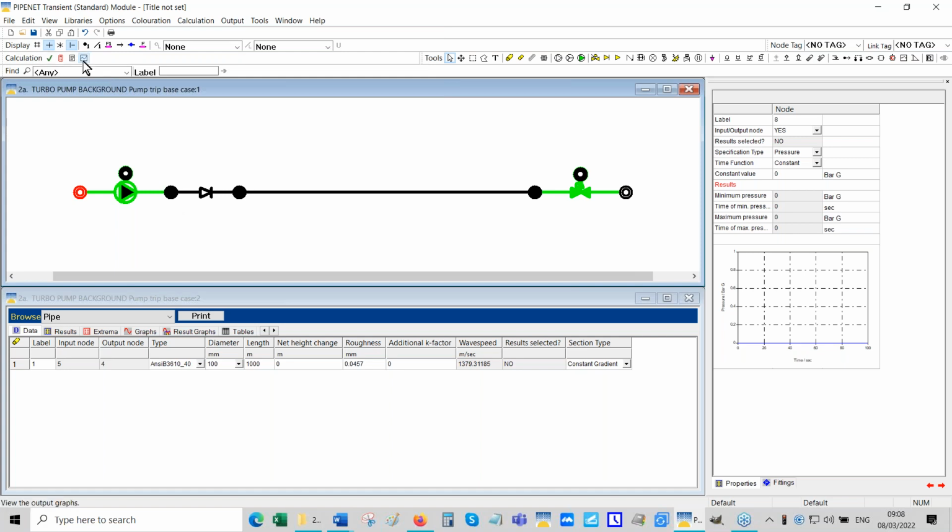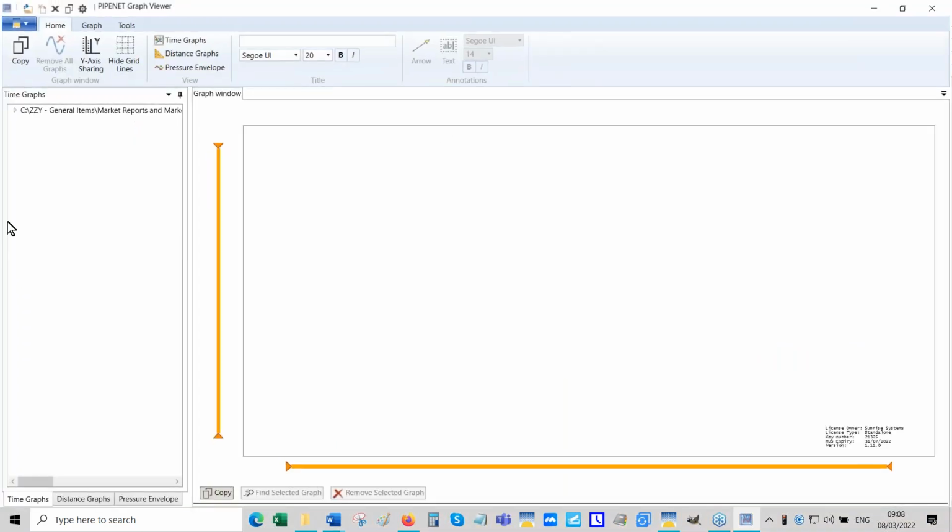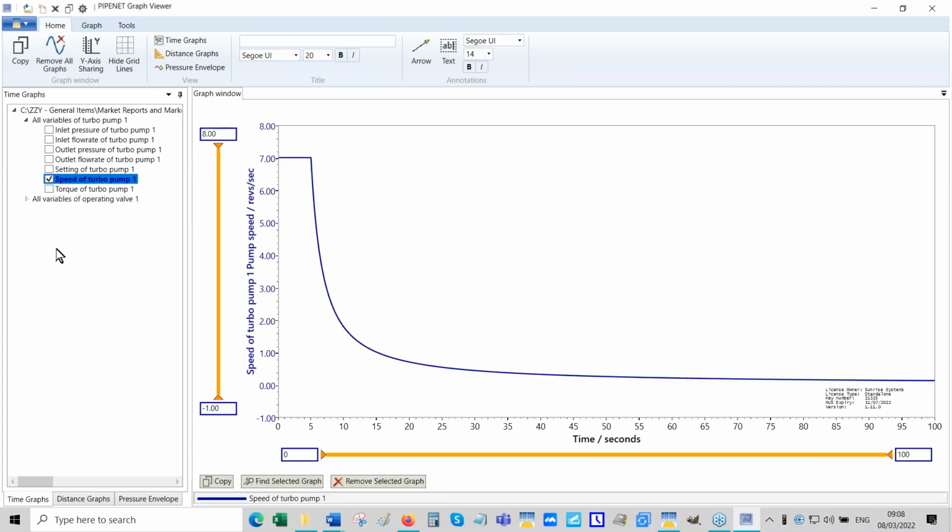So let's have a look at the pump itself first. The speed of the pump. You can see that it's slowing down, and during the final moments, it'll actually take quite a long time for the pump to become absolute zero, complete stop.